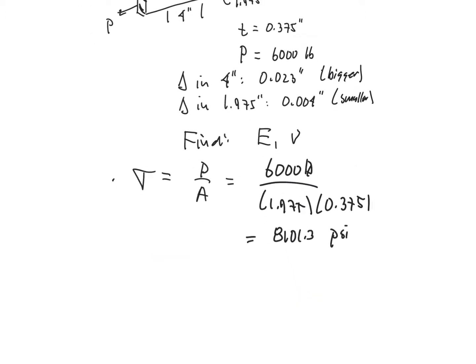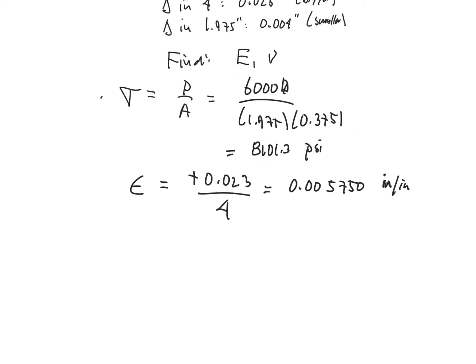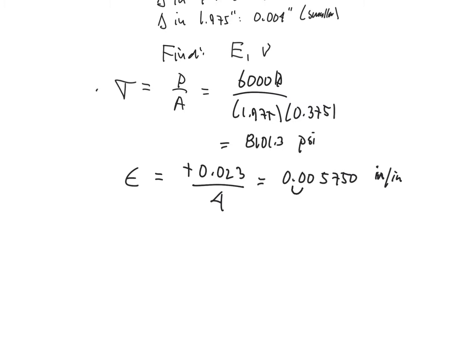All right, so then we also can do the change in length over length. We can have the strain in the 4-inch direction. That's going to be plus, it's growing, so 0.023, all divided by 4 inches. And that's going to be 0.00575, and that is inch per inch. And so we can rewrite that. Remember, we would go 1, 2, 3, 4, 5, 6. So that would be 5750 microstrain. That's another way of looking at it.